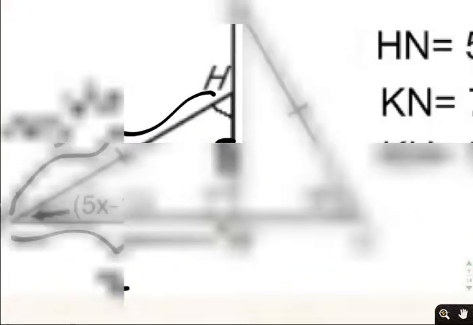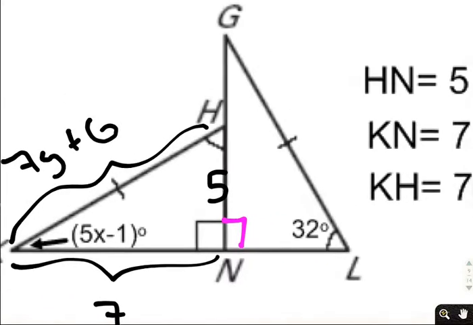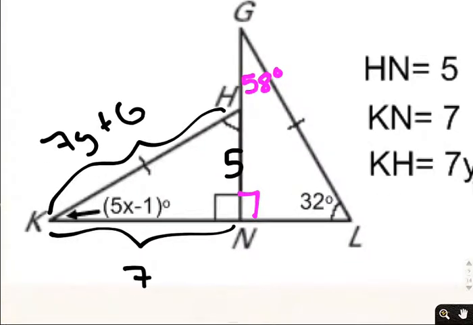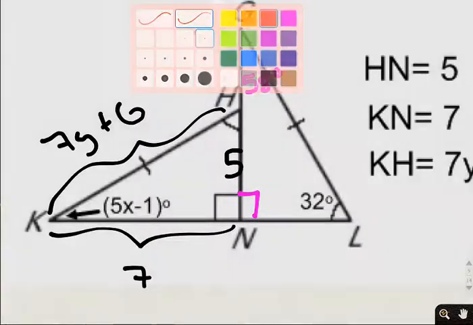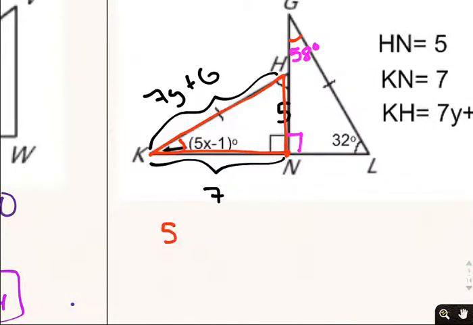So if I look at this triangle on the right, I can tell this guy is a 90 because of, of course, the linear pair postulate. If that's 90 and that's 32, this is going to have to be 58, otherwise they wouldn't add to 180 degrees. So now we have to do some comparing. If I think about this triangle, if I were to rotate this with N as my center of rotation, that would make 5x minus 1 congruent to 58.